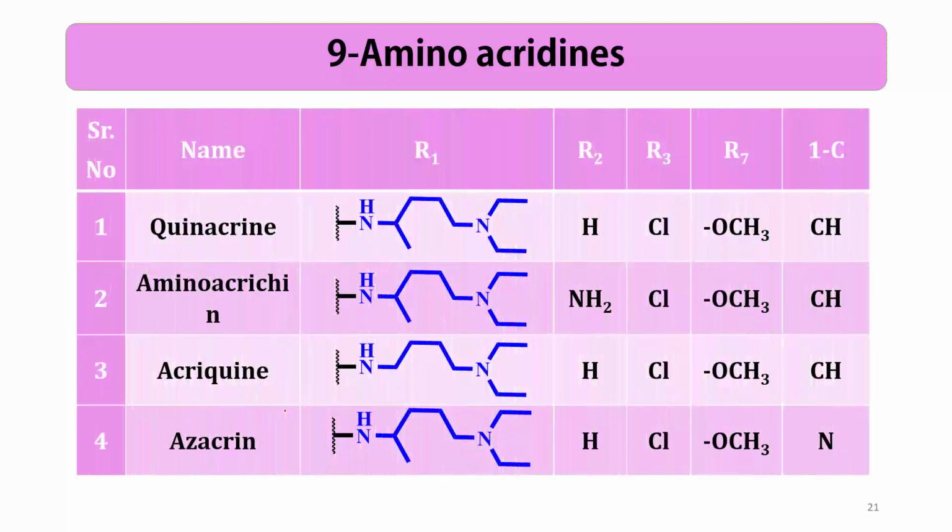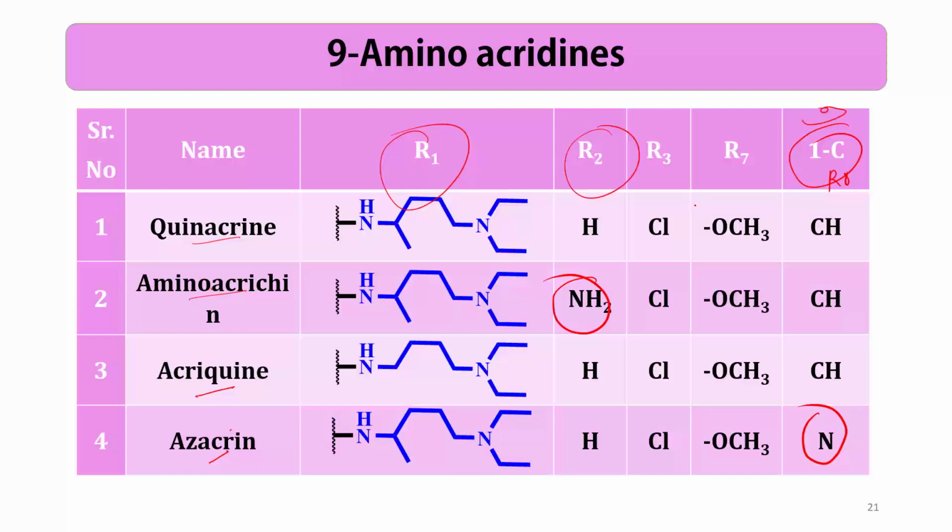Here we see quinacrine, with only 3 major changes in R2, R3, R7 and that is R8 or 1 carbon. What is the change? Here we have NH2 and here we have N, that's the change. So we'll first take a look at those 4 drugs: quinacrine, aminoacridine, acriquine and azacrine. Quinacrine, aminoacridine and azacrine have the same R1 but changes in R2 and R8.